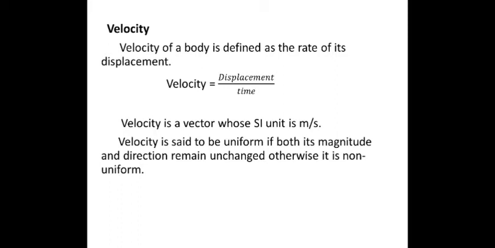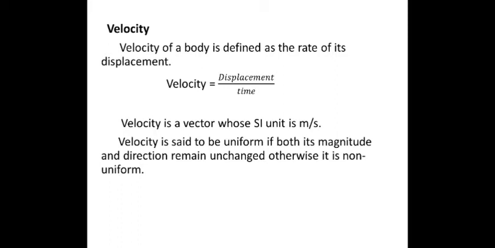Vector quantity means it is a quantity which has both magnitude and direction. Velocity is a vector quantity because its formula is displacement by time. Displacement has direction, so velocity also has direction because velocity is directly proportional to displacement. So velocity has direction, and you get velocity as a vector. Velocity is a vector whose SI unit is meter per second.